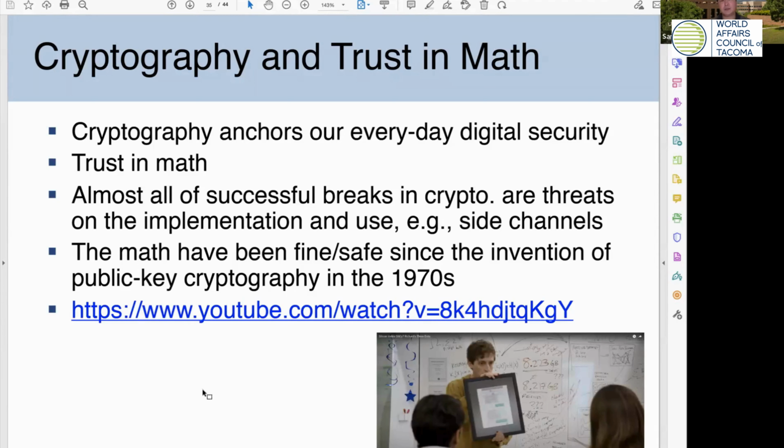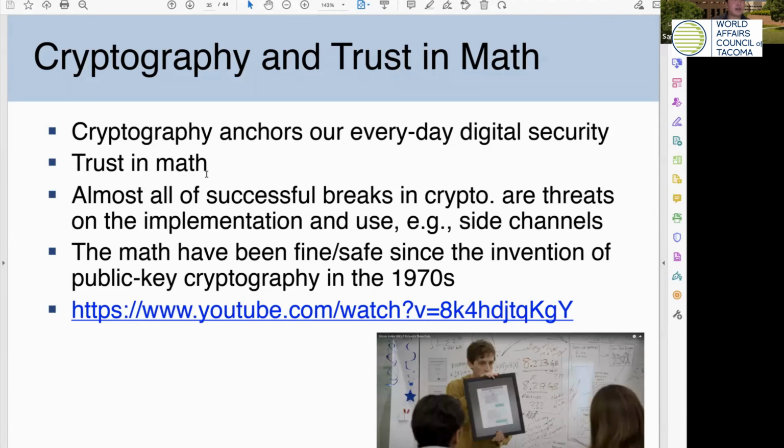Now, this is really important because it's a good episode to describe why cryptography is so important. Cryptography anchors our everyday digital security. So we have a bunch of applications. I'm pretty sure people here use phones, maybe online banking, but we rely on digital internet and digital security. And there are protocols, and within those protocols, there are building blocks called cryptographic functions or primitives.